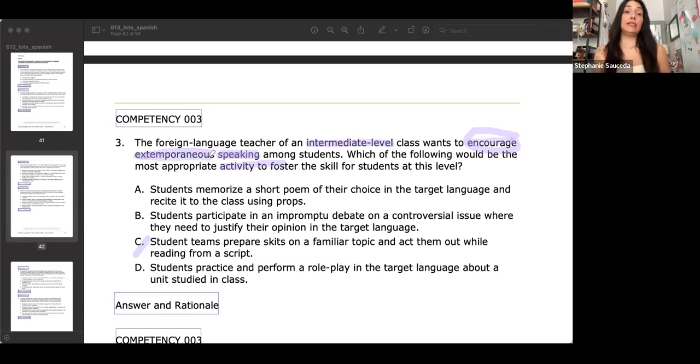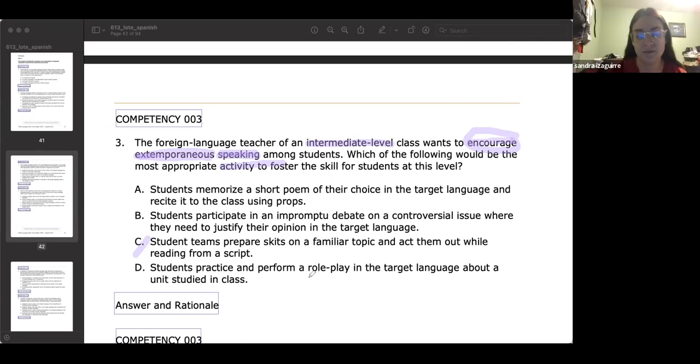Extemporaneous means not planned. If I told you, what do you think about the police response in Uvalde, how ridiculously slow and awful it was, and they just waited outside while the brown babies died? That's the topic, and I just threw it out to you. Whatever you say to me is extemporaneous speaking. You don't have it planned out. You didn't know what I was going to say, and you have to come up with it. So she wants to increase the ability of kids at an intermediate level to speak extemporaneously amongst their peers. Reading from a script or writing a script is not going to help them do that.